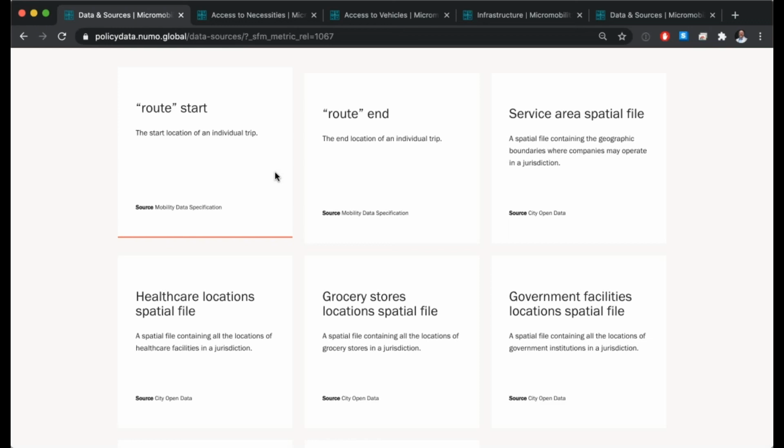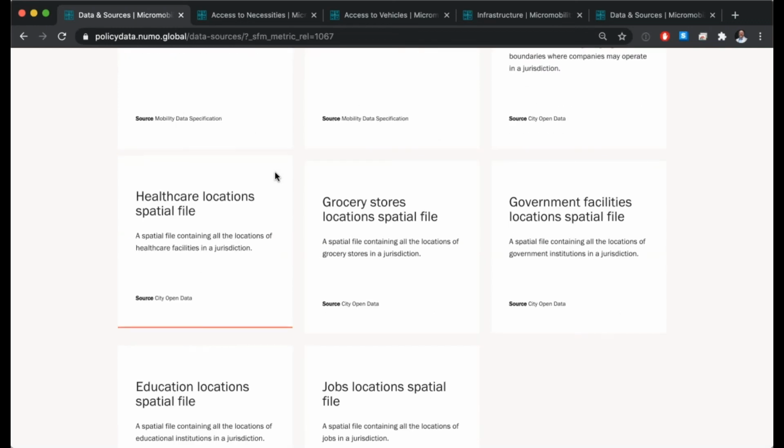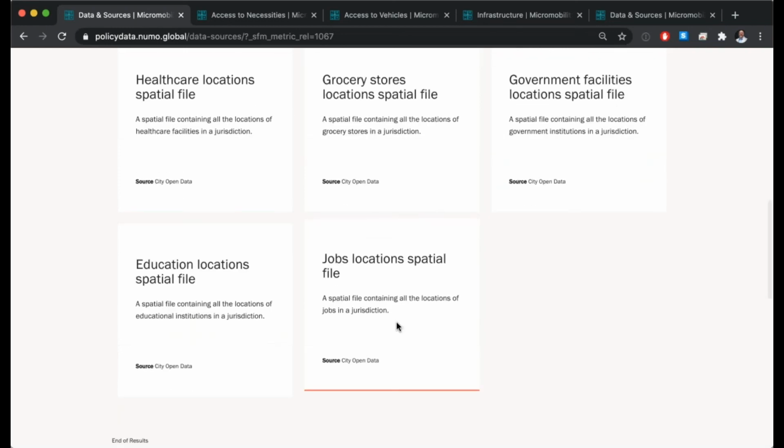So here is a big chunk, for example, of the work that Rachel and the team at Remix did: breaking down each of these individual questions and each one of these individual metrics into their related data sources. So for example, for how many trips are starting and ending at necessities, you need the route start, you need the route end from MDS, you need service area spatial files, you need the locations of healthcare, grocery stores, government facilities, educational facilities, and jobs.